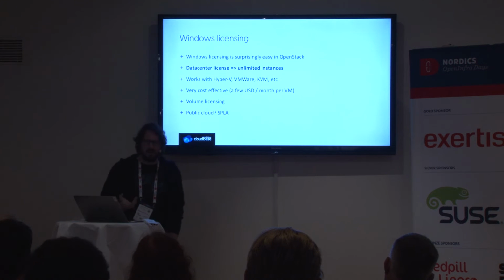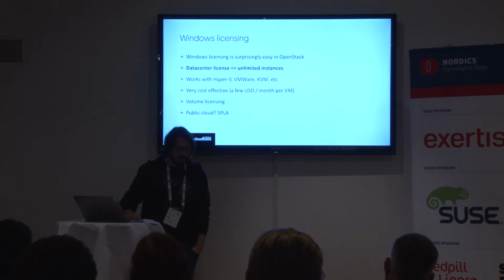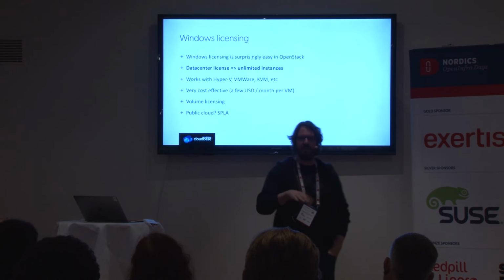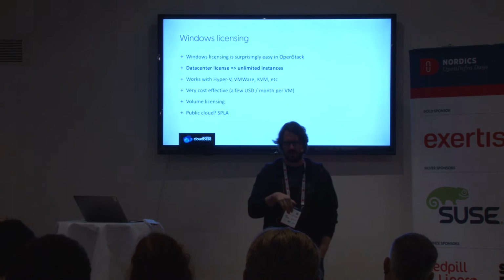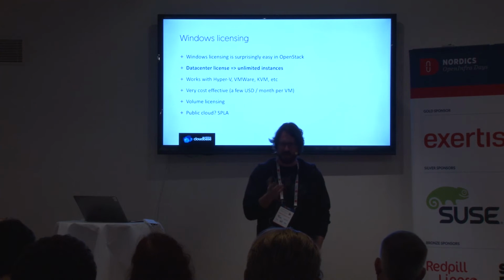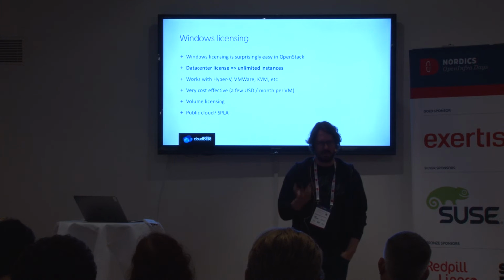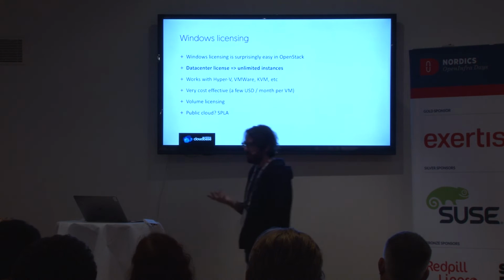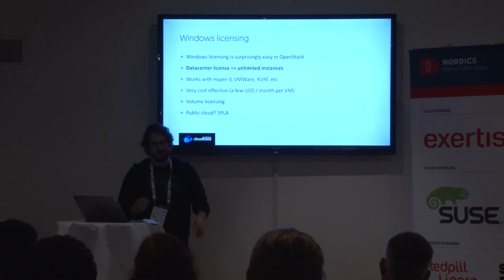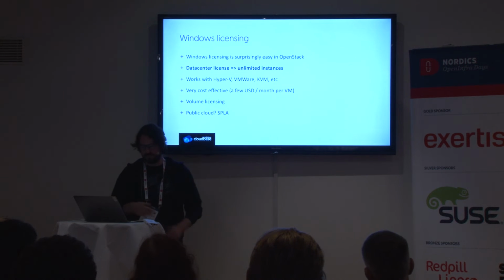It depends on your density, but we did some math, and with a density of roughly 70 to 100 VMs per host, you get down to about $2 to $5 per VM per month. So it's not such a big problem. People used to think that they have to shell out a lot of bucks for Windows licensing, but it's not like that if you plan things properly.